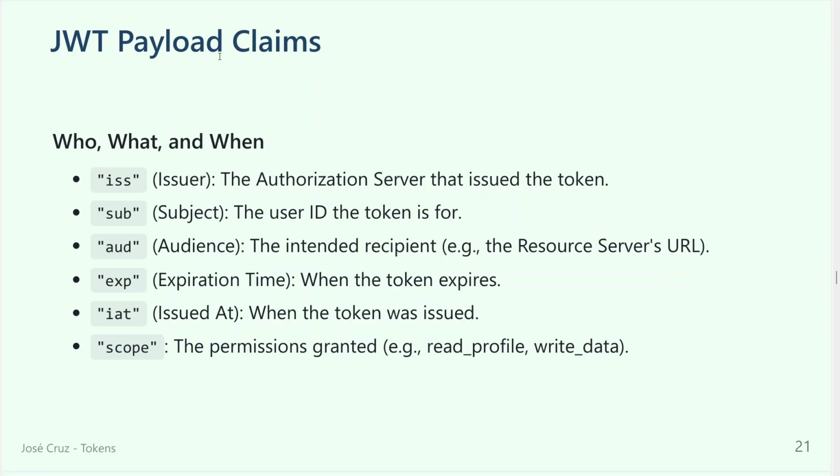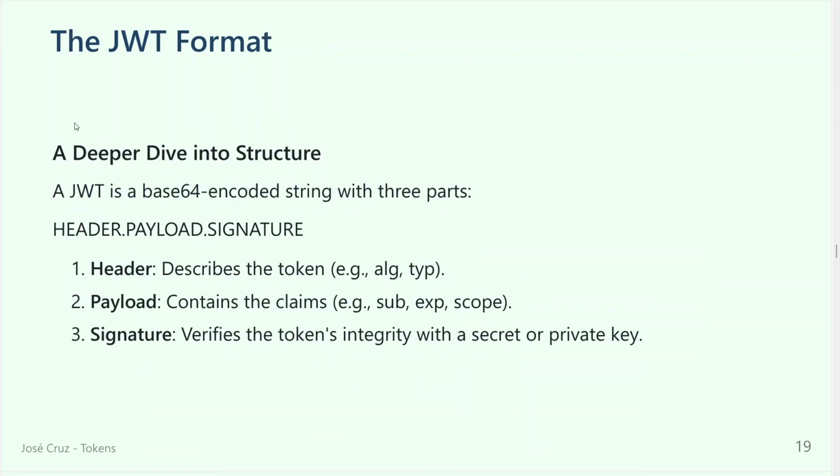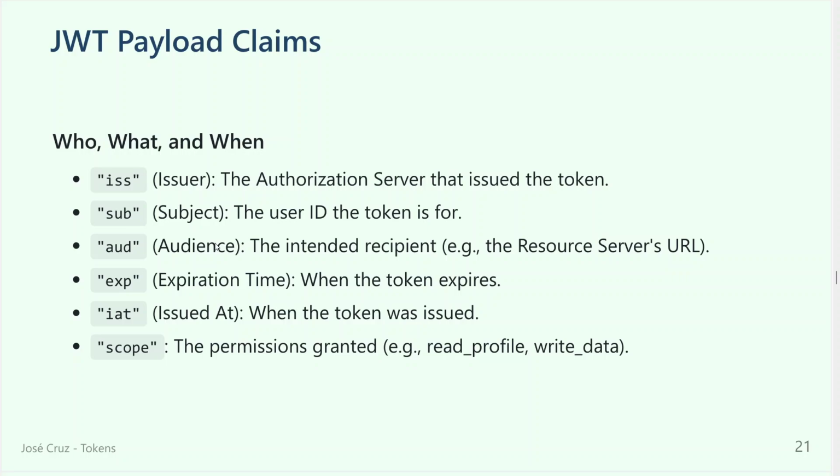So now you have the payload. This is the header. Remember the header. It's the first part. Now you have the payload. It's where the attributes that you see, for instance, on the access token or the ID token. You have the ISS, the sub, the audience, the expiry, when it was issued, the scope, and other attributes that you can put. You can put as many as you want.